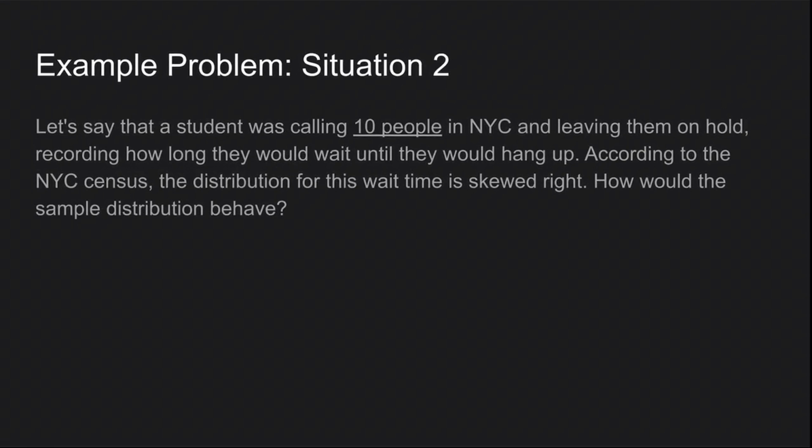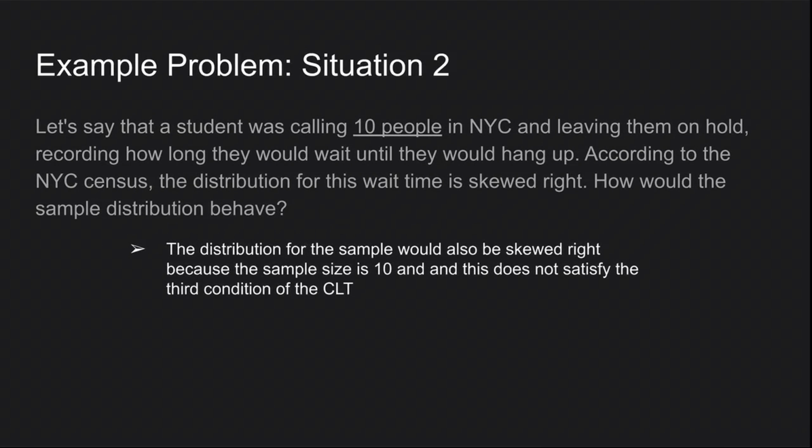According to the New York City census, the distribution for this wait time is skewed right. How would the sample distribution behave? Again, you could pause and answer on your own, but here we go. So the distribution for the sample would also be skewed right because the sample size is 10 and this does not satisfy the third condition of CLT.